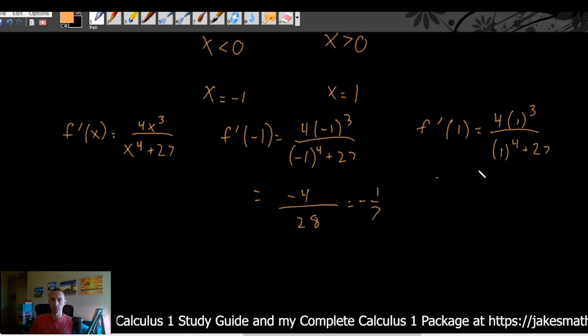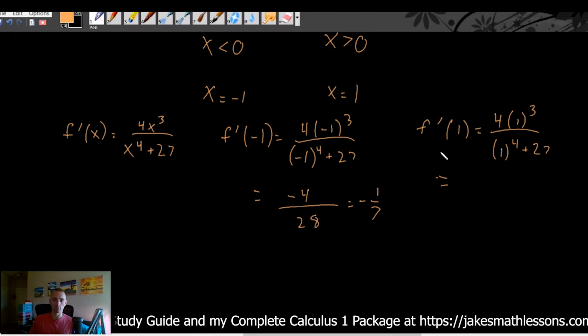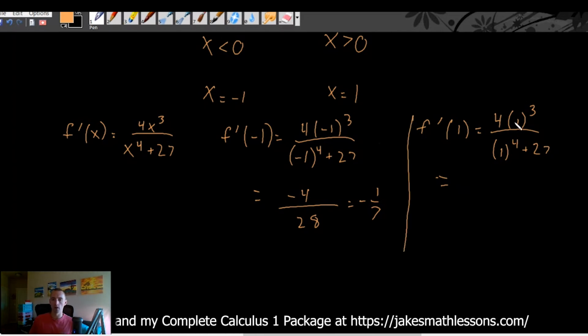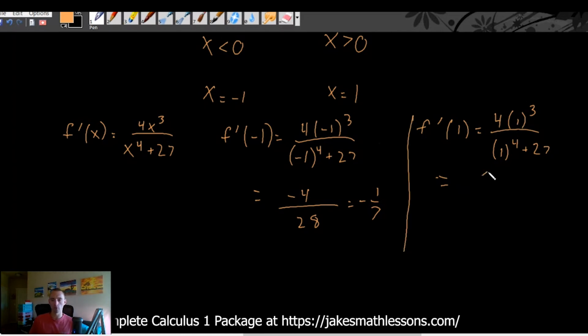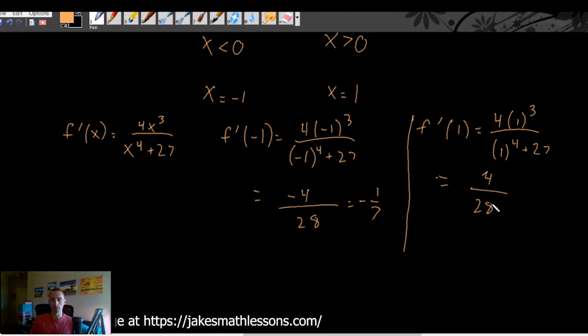And then let's simplify this f prime of +1 over here. We're going to get 1 cubed is 1 times 4 is 4. 1 to the 4th is 1 plus 27 is 28. So this is going to simplify to +1/7.